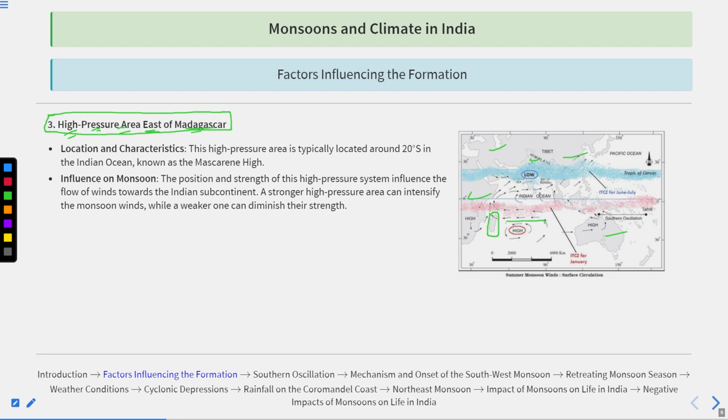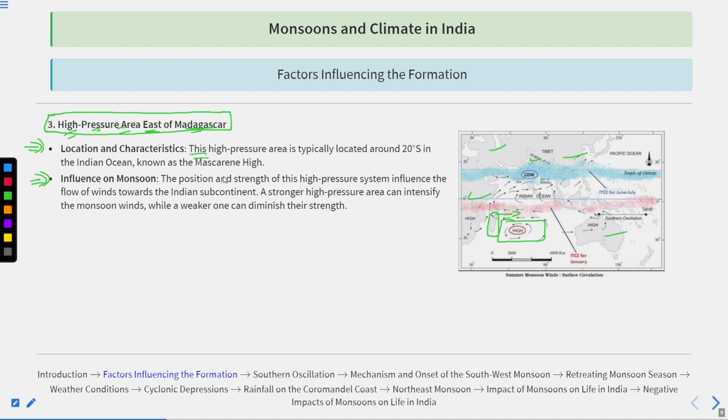So now we are talking about the high pressure in the east of Madagascar, as you can see over here. This is east of this island and there is a high pressure. Okay. So how is this helpful for us? This is what we are required to understand. We could understand it through these two areas: location and characteristics, and then the influence on the monsoon.